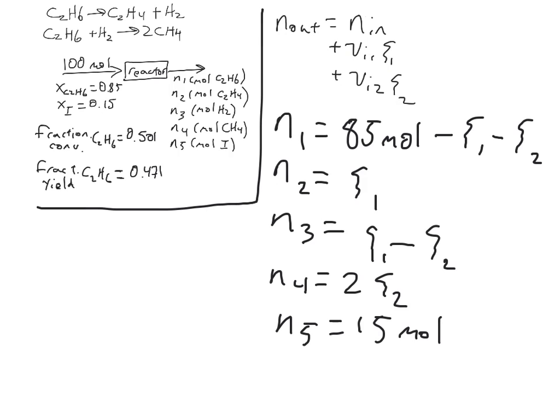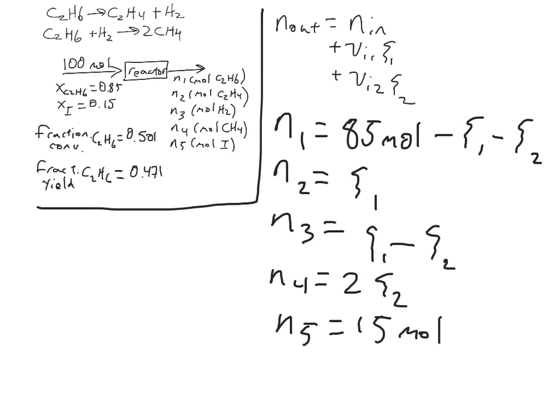What I've done here is just written out N1 in terms of the inlet amounts and also in terms of extent 1 and extent 2. N1 is the flow rate out of the reactor for C2H6, and that's equal to 85 moles, which is just 100 times 0.85, the amount of C2H6 coming in, minus extent 1, because C2H6 is a reactant, minus extent 2, because again it's a reactant for the second reaction. And N2, which is the amount of C2H4, is just extent 1, because it's only being produced in reaction 1.